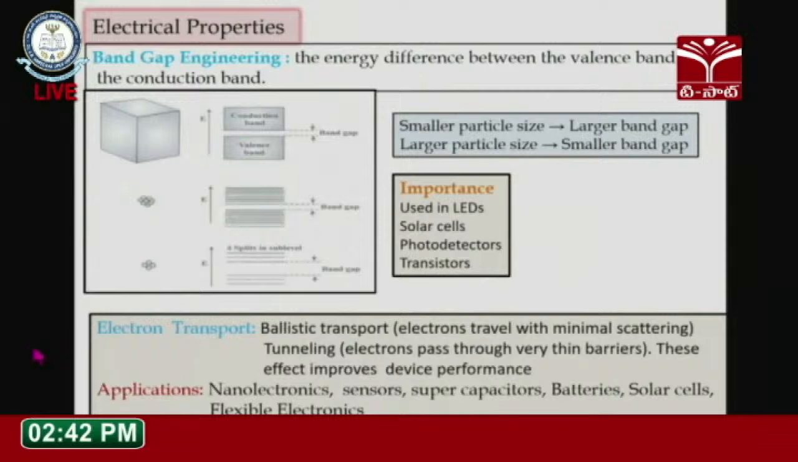So this is an important property, that is electron transport. The ballistic transport, I said more number of electrons are moving from one portion to other portion. So in ballistic transport, electrons travel with minimal scattering. The scattering is very, very less. Why is the scattering very, very less? Because many atoms are formed or placed on the small area, so there is no possibility of moving inside. So that is the reason the minimal scattering is there, and the tunneling.